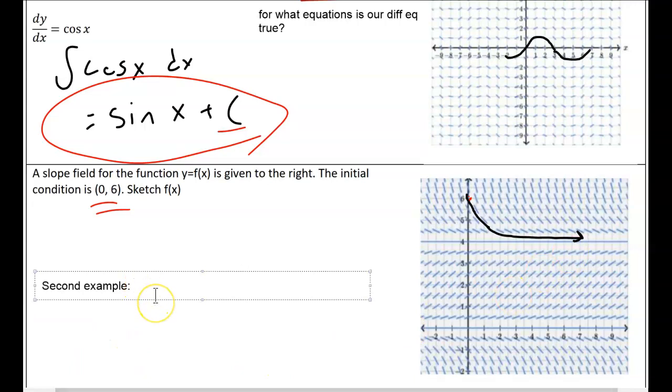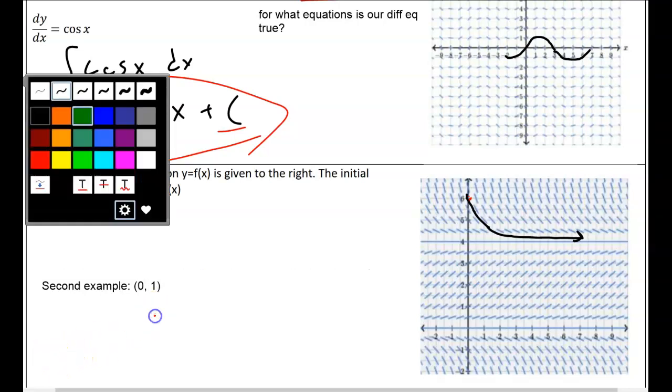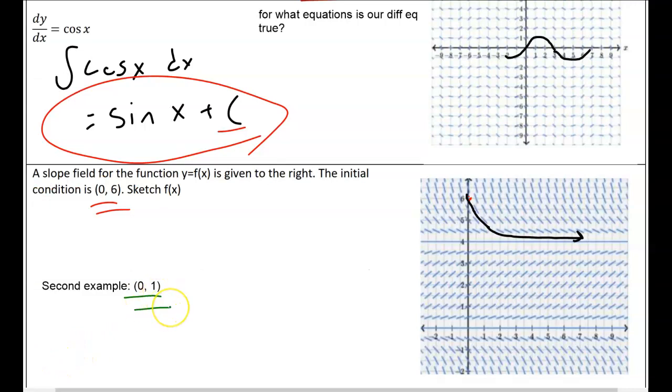Let's do one more example. Let's do the point (0, 1) this time as our initial condition. I'm going to have you pause right now and do this one on your own. We'll use green for this second example. So I'm going to find my point (0, 1) here, and then I just follow my slope field. Again, I don't have to be super precise, but often we're just asked to sketch those solutions. So that's a very easy differential equation problem.